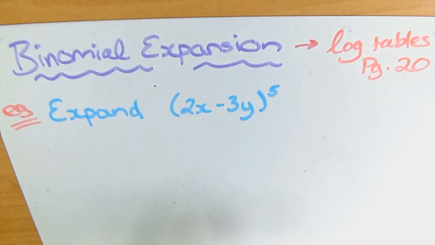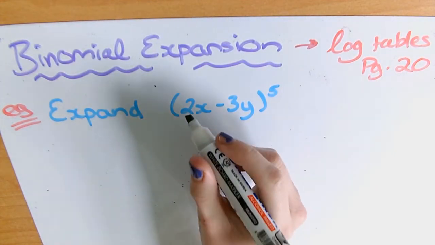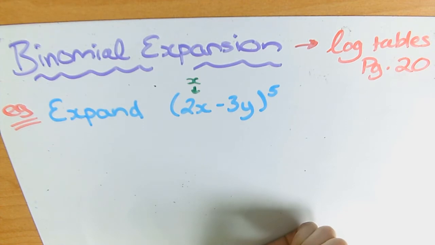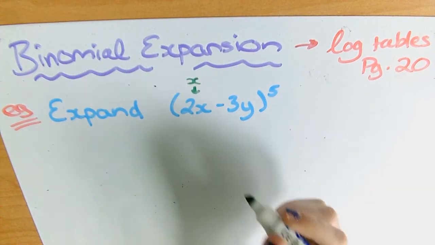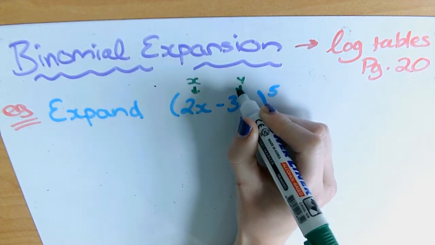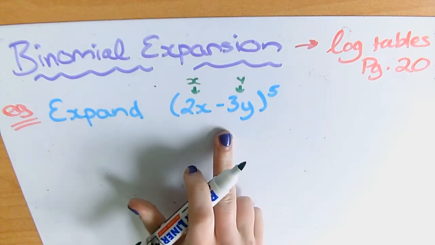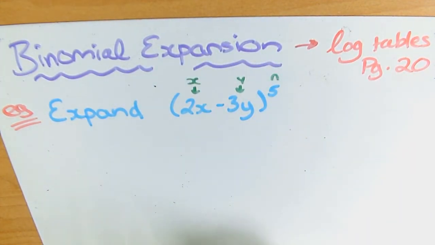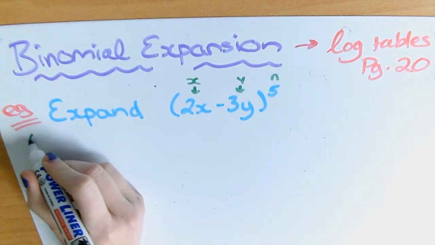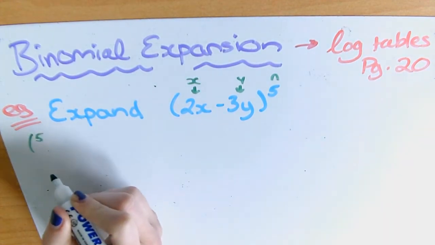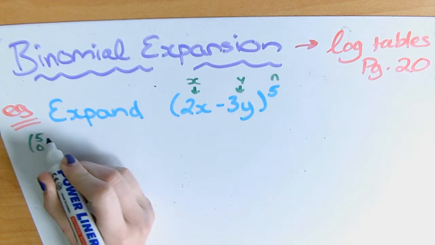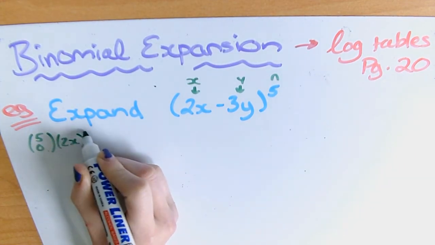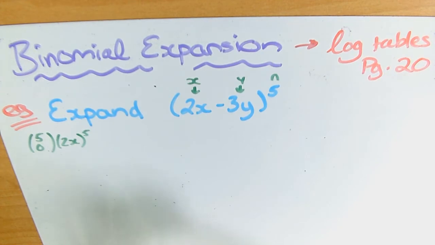Now when we look at this, we know that x is going to be whatever the first term in our bracket is. So in this sum, for example, it's going to be 2x. y is going to be whatever the second term in our bracket is, so it's going to be minus 3y. n is going to be our power. So to start off, we always have our power, which is 5, choose 0, by x, which in this case is 2x to the power of n, which is 5.